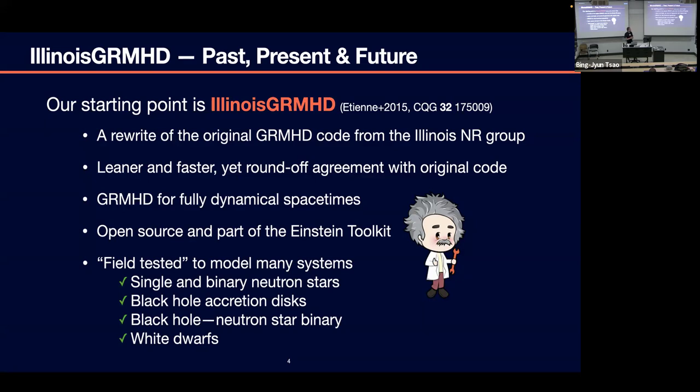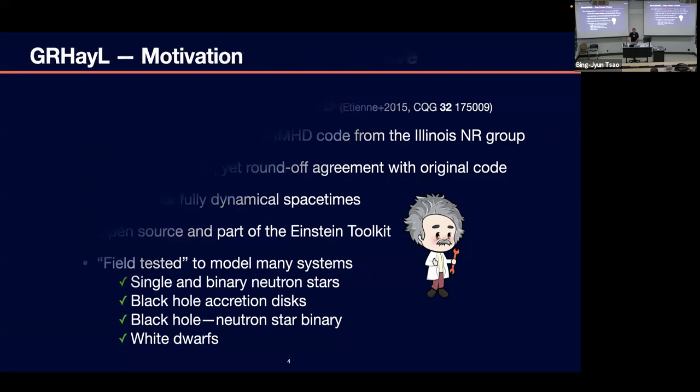I think Illinois GRMHD has already been used for this at some point. So this is our starting point in developing GRHayL. We wanted to bring this robustness that is associated with Illinois GRMHD, the reputation from this code, into something that is, don't get me wrong, I understand that it's part of the Einstein toolkit, but if we could have that in other infrastructures, that would be awesome, right?